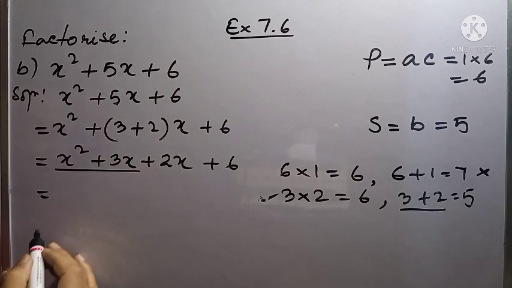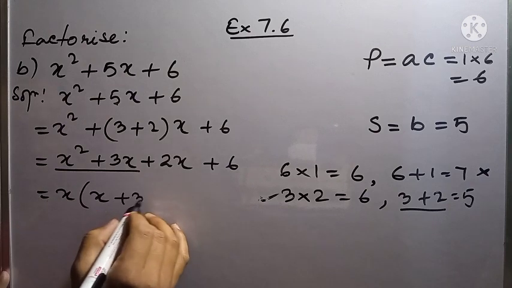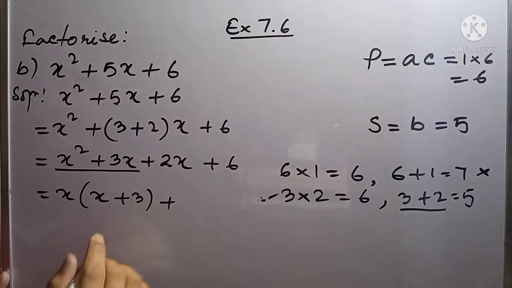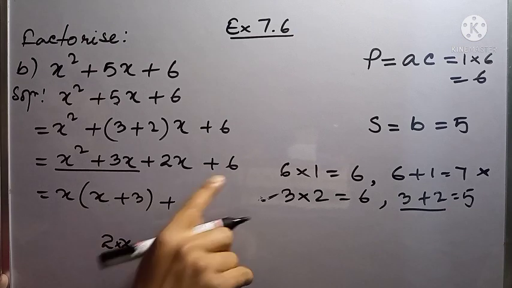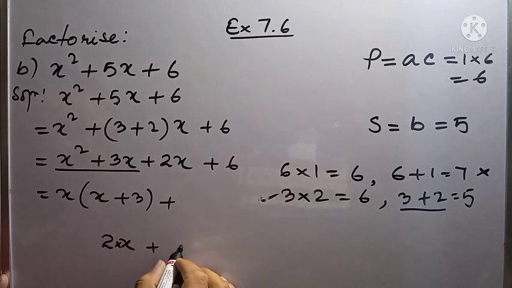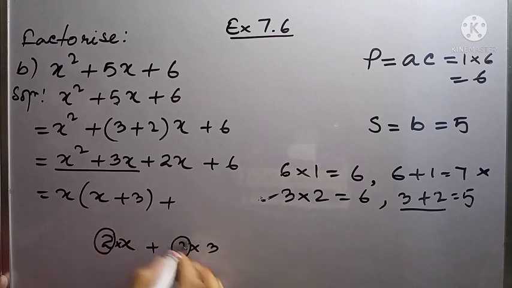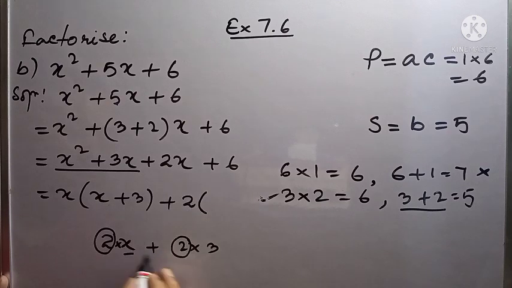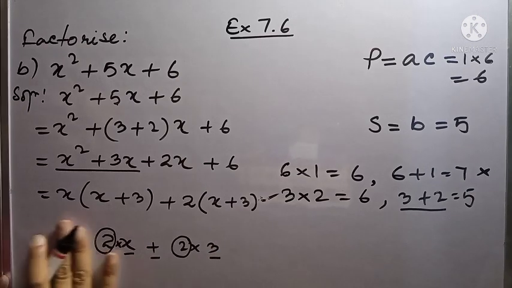So from the first two terms, we'll take what common? X common. So here x, then x plus 3 whole plus. Okay, let us see. This is twice x. Twice x means 2 into x. And what about 6? 6 means 2 into 3. So we find here 2, 2. That means 2 is common. So I'll write here 2, and then remaining is x plus 3. So x plus 3. Okay.